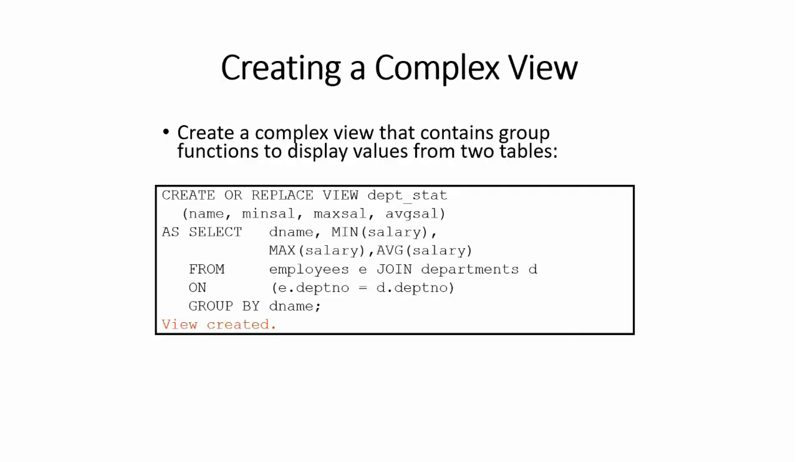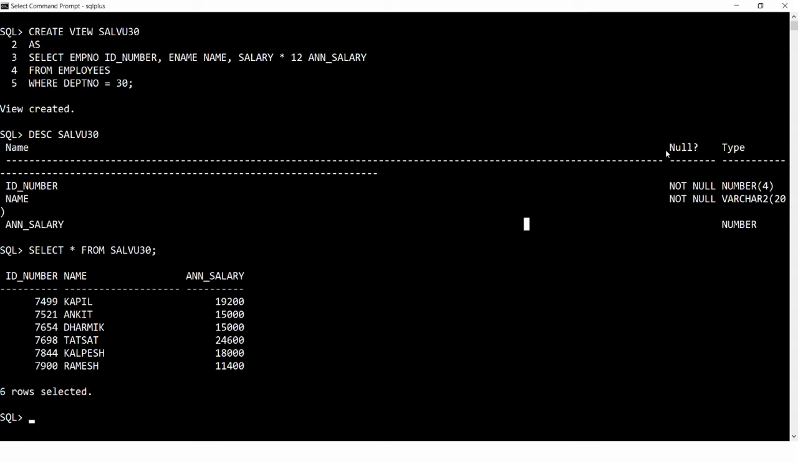You can create a complex view also whenever your query contains more than one table, or contains group functions, or contains any functions. Then we can say it's a complex view. For example, if you want to create a view that contains department statistics like minimum, maximum and average salary, then you can simply create the view.